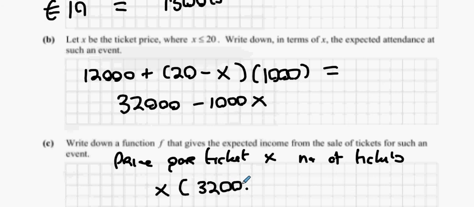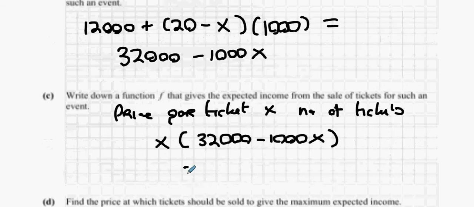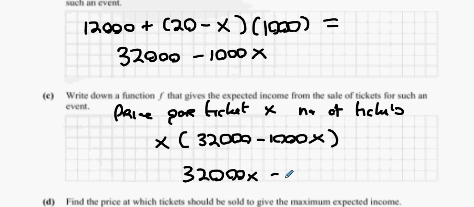32,000 minus 1,000x is the amount. You can also multiply that in. Is that okay? Now, done. The next question Mr. McNeshy asked you is to find this maximum expected income.